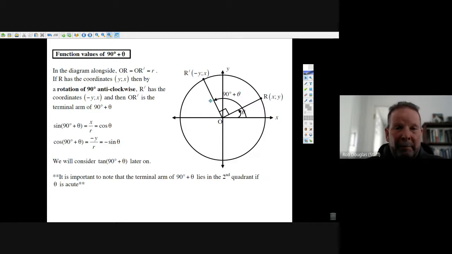Well, what it means is, let's take a look, 90 plus theta. Normally, cosine theta is just x over r in this triangle. But over here, the x part has now become the y value, the opposite side. It's become the y value of this new angle. And so it's turned into the sine of 90 degrees plus theta. Well, it's still the same thing.